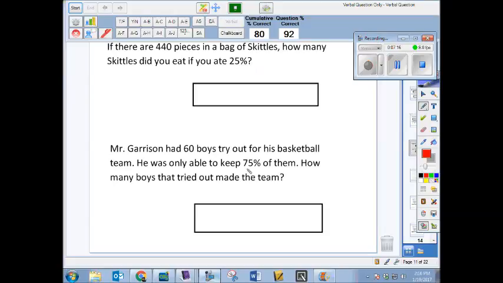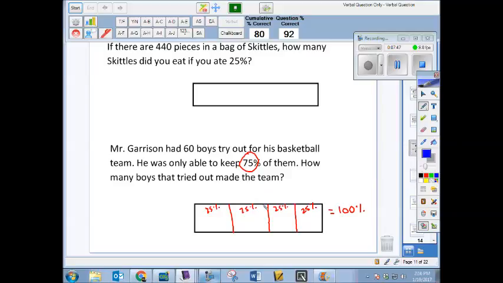Okay, so Mr. Garrison had 60 boys try out for the basketball team. He was only able to keep 75% of them. How many boys that tried out actually made the team? So right here, I know this is going to be 100%, right? And I see 75%, so how am I going to cut up the strip diagram? Yeah? 4 pieces of 25%. Kind of redundant, kind of the same thing over and over again. But 25%, 25%, 25%, 25%.